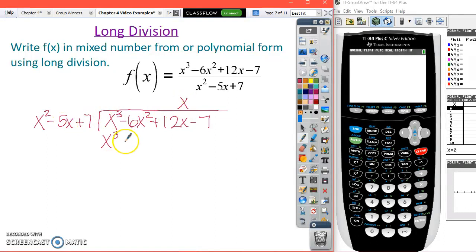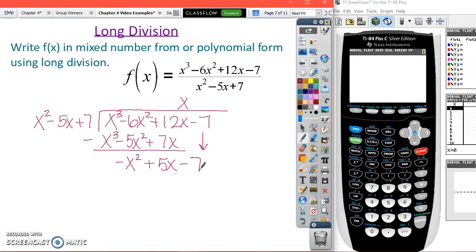X times negative 5x is going to give us a negative 5x squared. X times 7 is going to give us a 7x. We're now going to subtract those terms from the top. The x cubes will cancel. Negative 6x squared minus negative 5x squared is going to leave us with a negative x squared. Positive 12x minus 7x is going to give us a positive 5x. And then from here, we're going to bring down our remaining term.